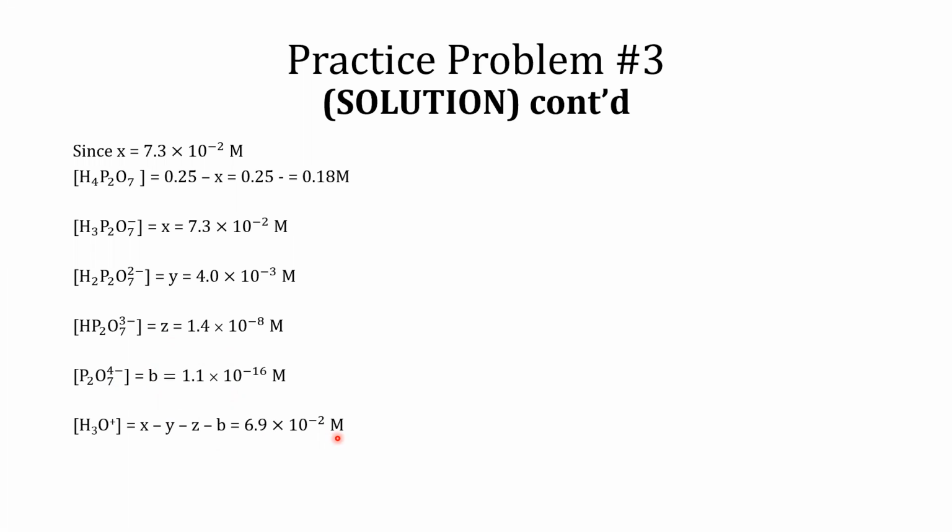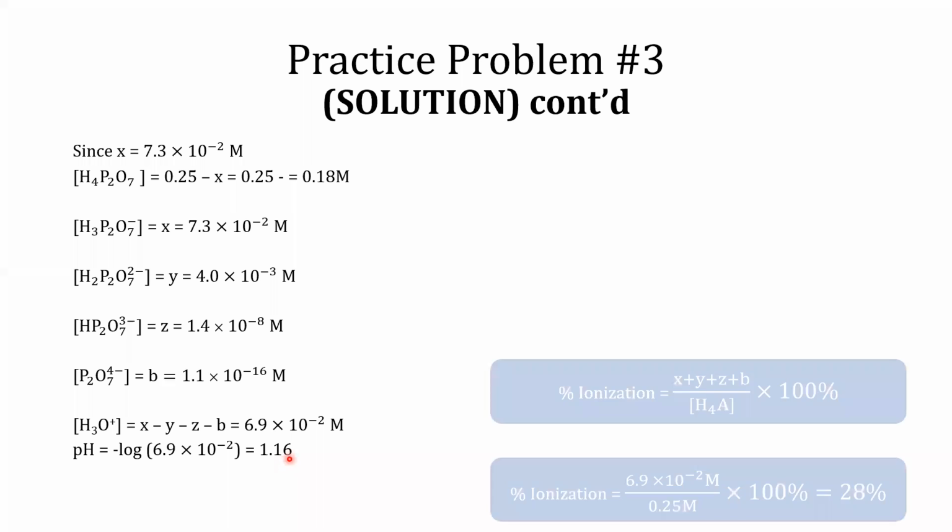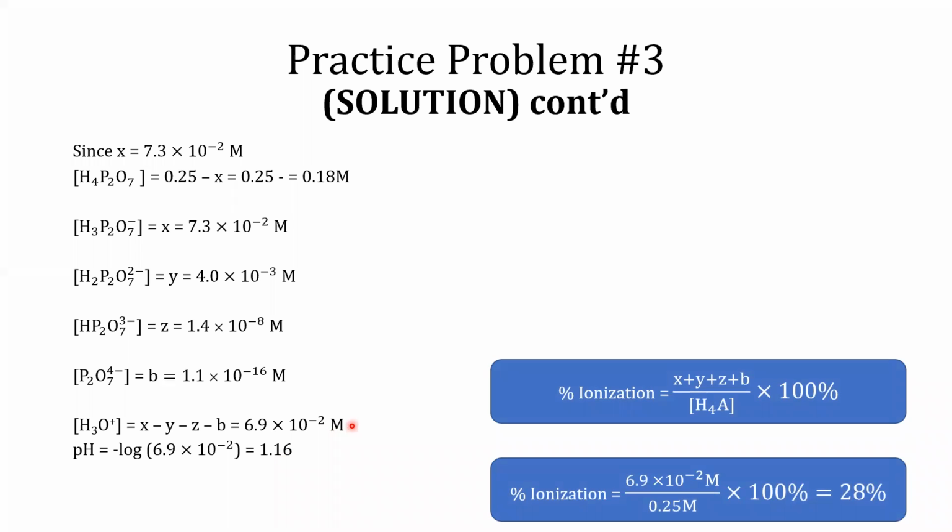The pH of this solution equals the negative log of hydronium ion's concentration, or the negative log of 6.9 times 10 to the minus 2, which equals 1.16. The percent ionization of this acid equals the sum of X, Y, Z, and B divided by the concentration of pyrophosphoric acid, which, after plugging in its values, is 28%.